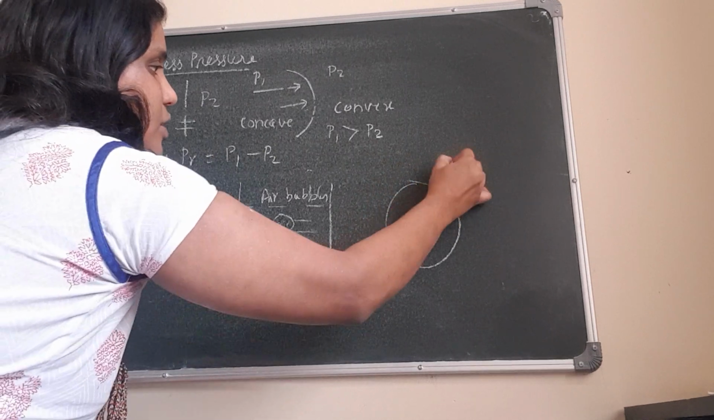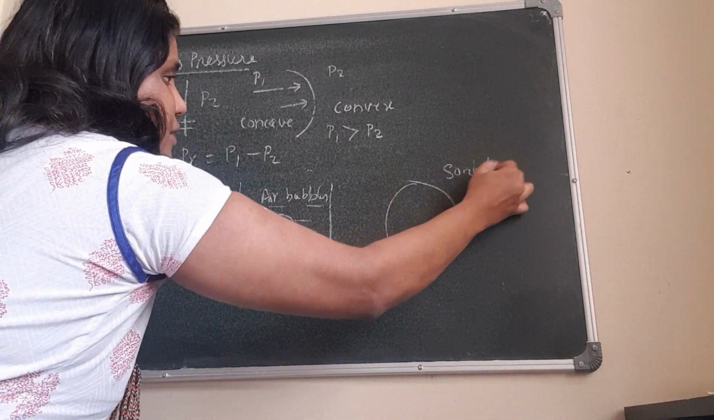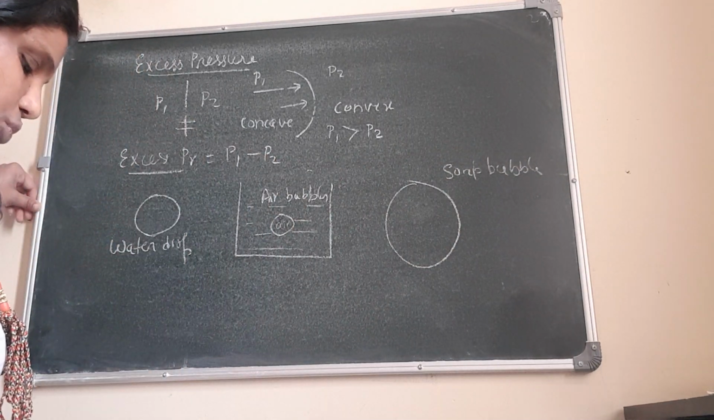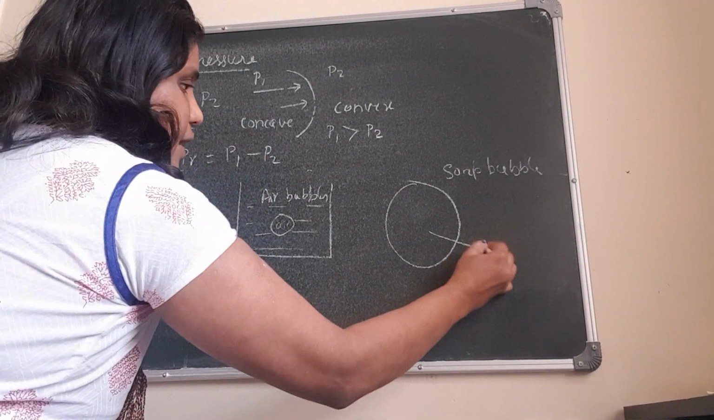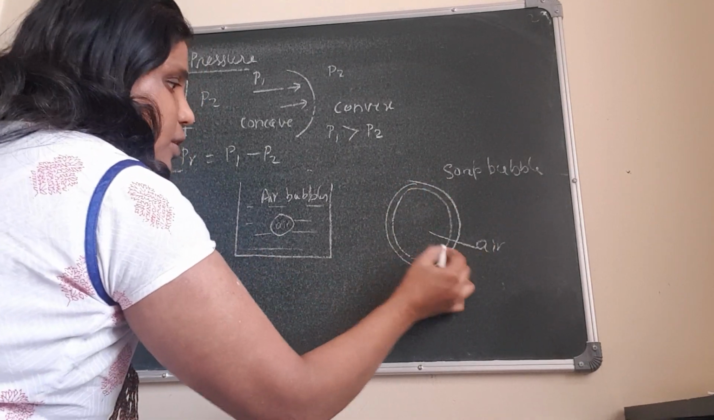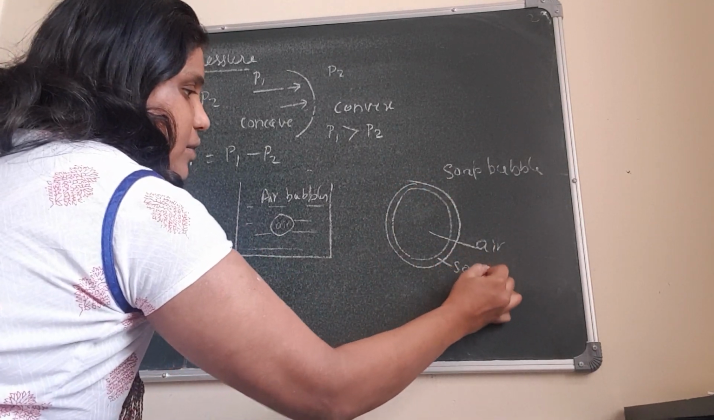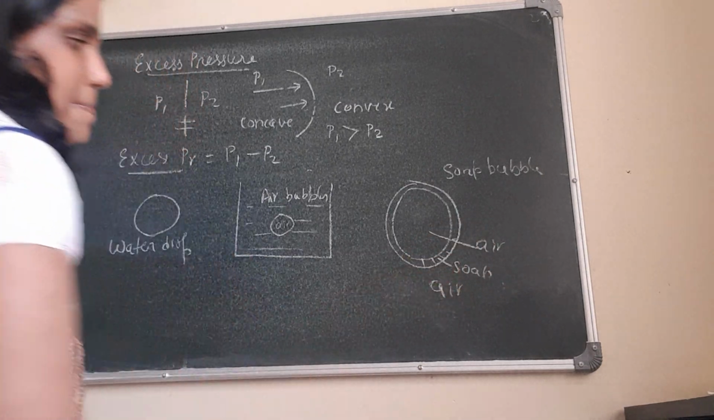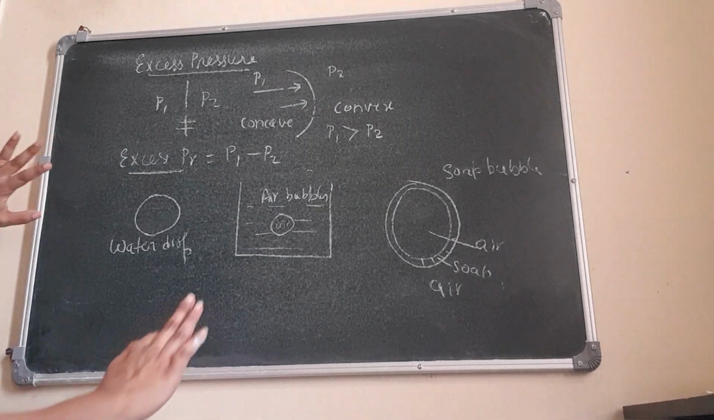There is a difference. I'll tell you what the difference is, and this is where people go wrong. This is a soap bubble. What is the meaning of a soap bubble? There is air here, and there is a thin film of soap. So there is soap here, and outside also there is air. Now, I hope this is clear.